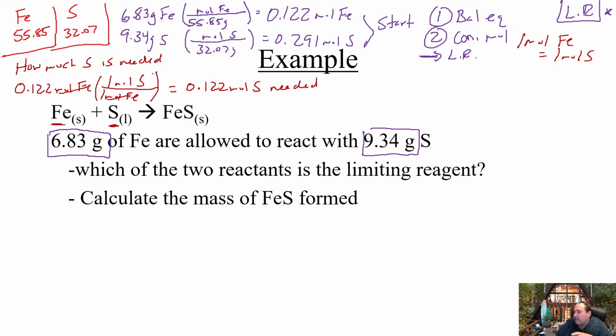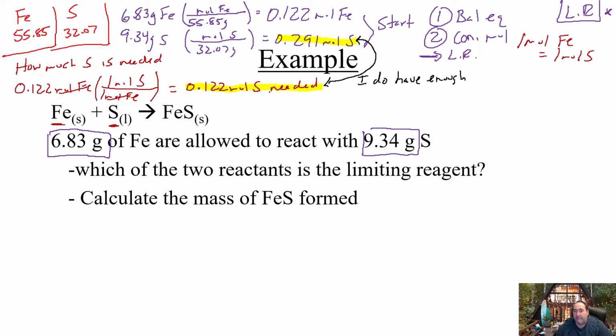So again, this calculation is basically figuring out how many moles of sulfur I would need to put in there to use up completely all of my iron. This is how I'm going to determine which one is my limiting reagent. I'm going to compare the moles of sulfur that I need with the moles of sulfur that I'm starting with, and see, do I have enough? I need 0.122 moles. I am starting with 0.291 moles. I do have enough when I compare those two.